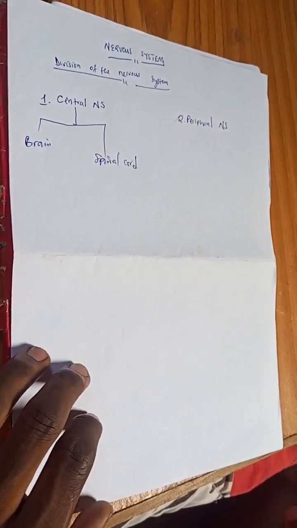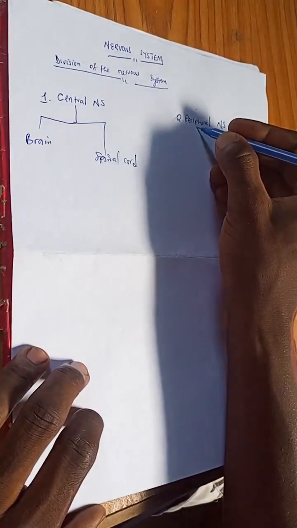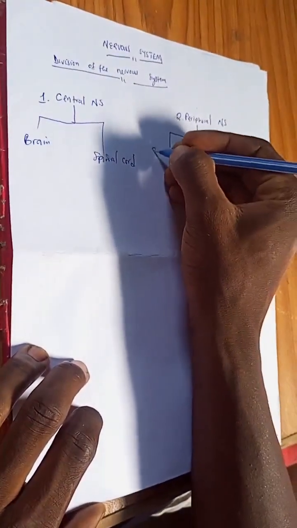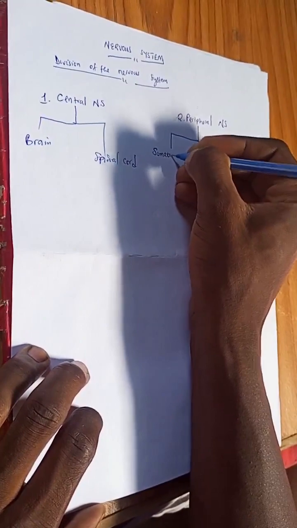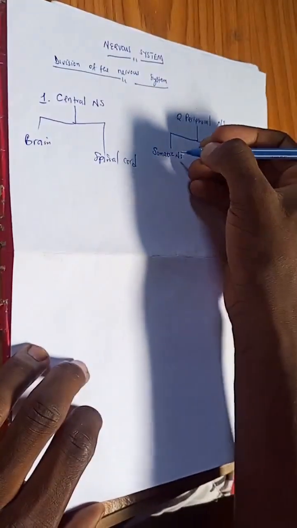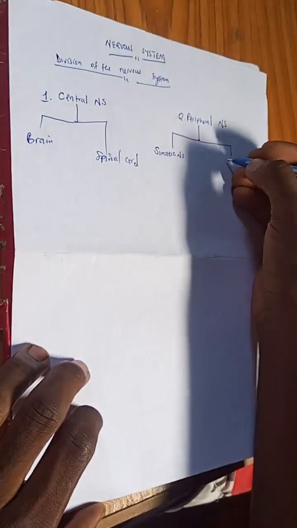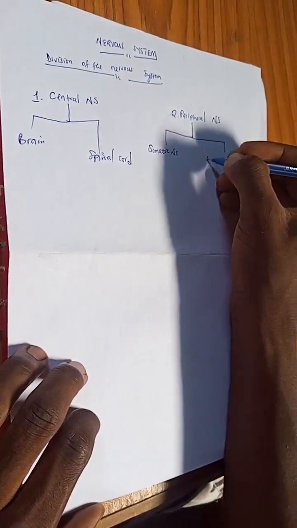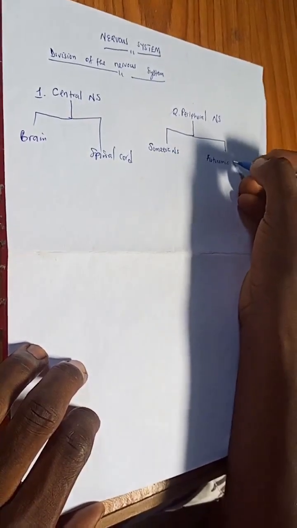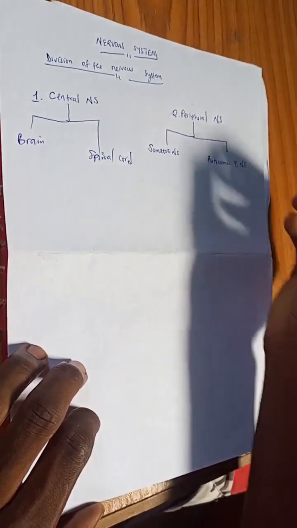So the peripheral nervous system can be further divided into two again. It has two subdivisions. So we have what we call the somatic nervous system, somatic peripheral nervous system, as well as what? Autonomic peripheral nervous system.